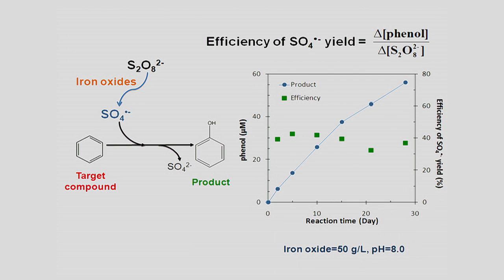And then if we look at the accumulation of phenol, which is the product of oxidizing benzene, we can see that through a period of 30 days, it accumulated very fast, reaching about 60 micromole after 30 days. And we define the efficiency of sulfate radical yield as the amount of phenol accumulated divided by the amount of persulfate decreased. So we can see that those square green dots shown in the figure on the right side indicate that the efficiency of sulfate radical generation is constant at about 40%.